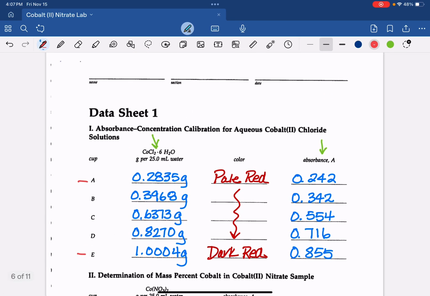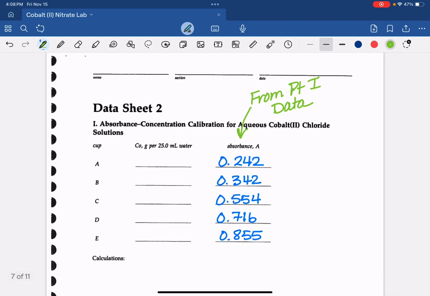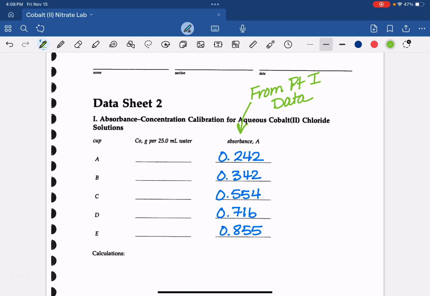Actually, you know what? Wait, this is what we have to transfer over, actually. Okay, so you need to have room to do your calculations. All right, so what I'd like you to do at this point is take these 2 columns that are in blue. I'm going to circle the little green arrows. You're going to take those 2 sets of data and you're going to put them in data sheet number 2. Okay, so right here. Okay, so there's your absorbance that you are going to place this information right here. So there's your absorbance data.